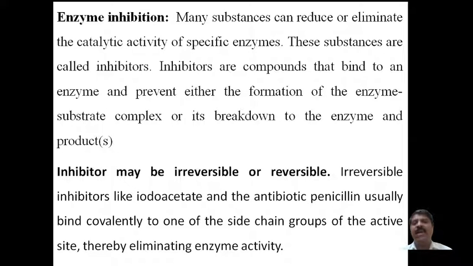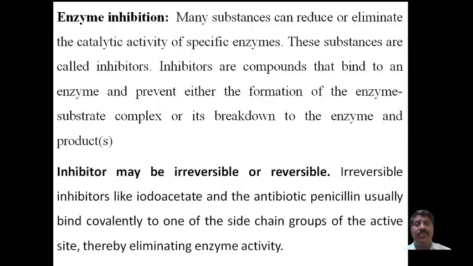These substances are called inhibitors. Inhibitors are substances which reduce or eliminate the catalytic activity of specific enzymes. What does catalytic mean? It means accelerating: binding sites are there, they bind with the substrate, and the rate of the reaction increases. When the catalytic activity of specific enzymes decreases, that is called inhibition.